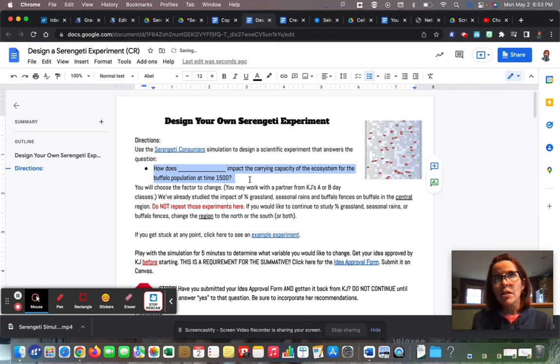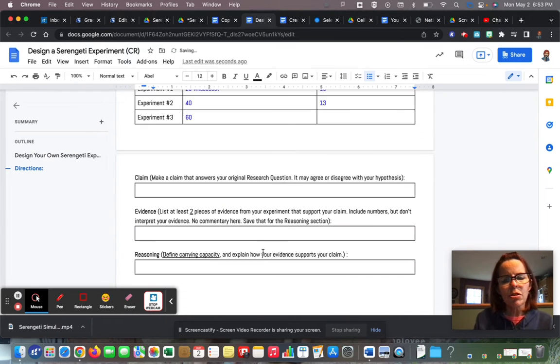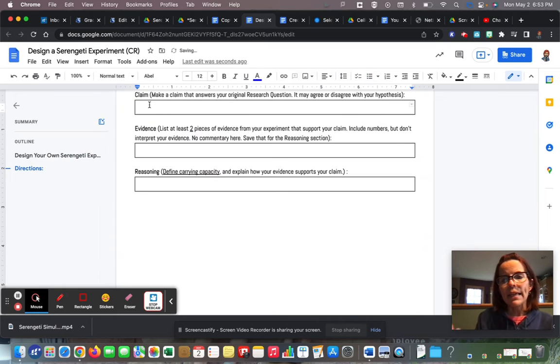My claim is the more wildebeest that are added, the lower the carrying capacity for the buffalo. That's my claim, for example. That would be one example of a claim. So I'm going to answer the question right here. It may or may not agree or disagree with your hypothesis. Who knows how it turned out?